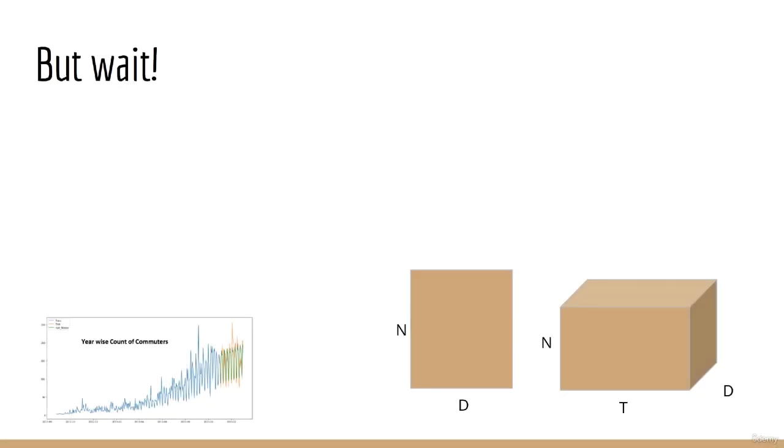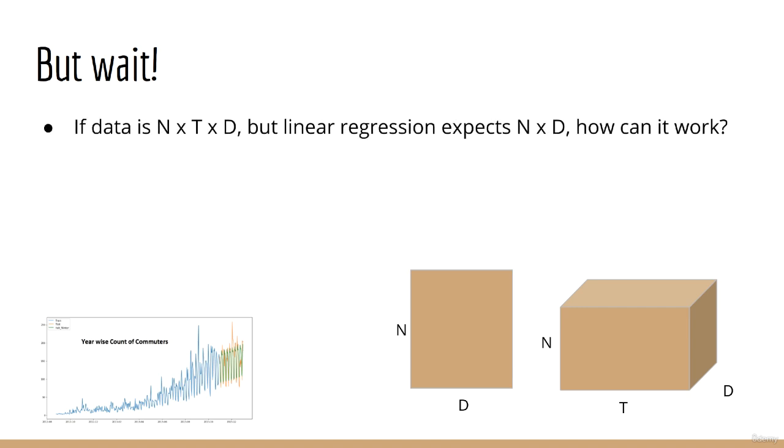At this point, you might raise an objection. If our data is of shape n by t by d, we can't use linear regression because linear regression works on 2D rectangles of shape n by d. And if you were thinking this, that's a great sign. That means you're thinking about shapes, which is exactly what you should be doing. So how can we reconcile this apparent contradiction?